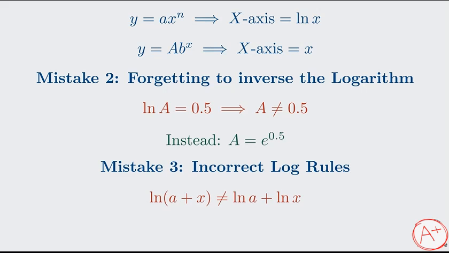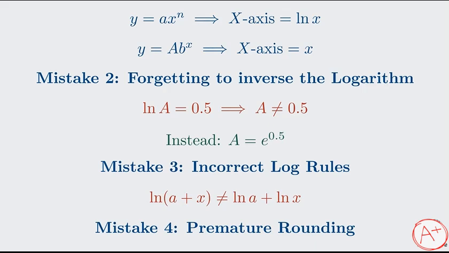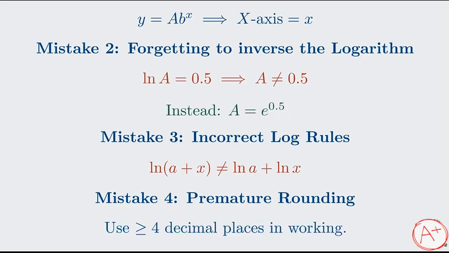Calculations involving exponentials are very sensitive. If you round your gradient or intercept to 2 decimal places early on, your final values for a and b will be significantly off. Keep the full number in your calculator until the very last step.